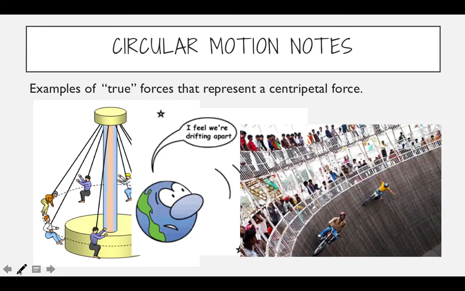And then here you can see these two guys are riding on motorcycles. The walls are actually vertical, so they're going fast enough to overcome gravity. They're still experiencing the force due to gravity, but that's not the force that's keeping them moving in the circle. The force that's keeping them moving in the circle is the friction that exists between the wall and their tires, which provides a huge normal force. So the normal force is what's keeping them moving in a circle.